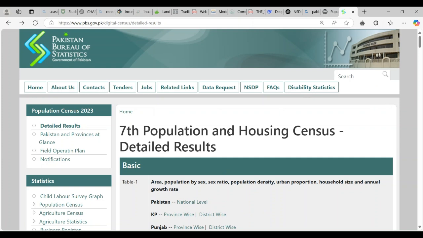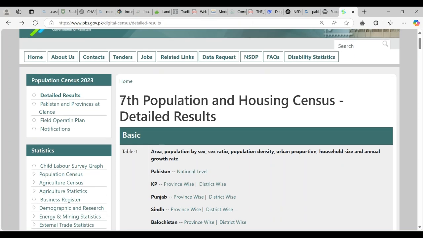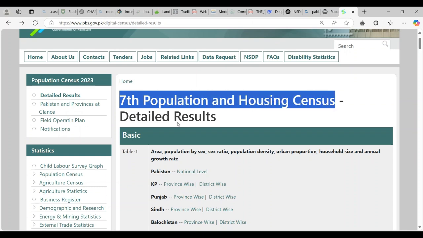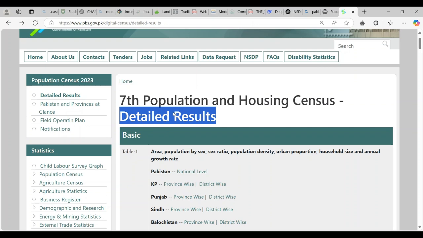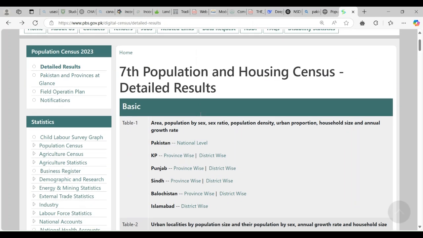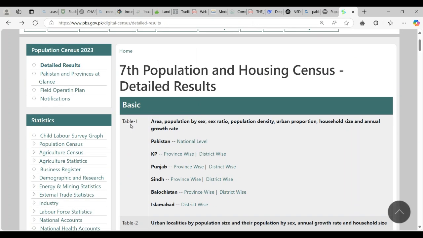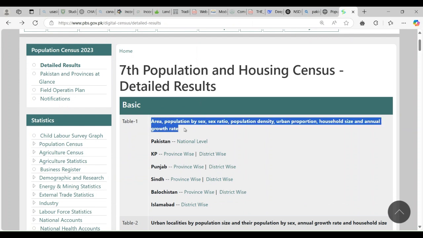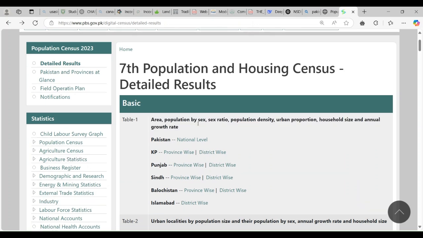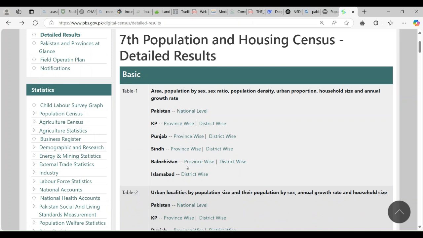Okay, I'm going to show you how to download the census data. So this is the website of Pakistan Bureau of Statistics, and right now you're looking at the seventh population and housing census detailed results. The detailed results are basically released in a number of tables. Table one gives you the total area, population by sex ratio, and a few other variables. That information is available at the national and provincial level as well.